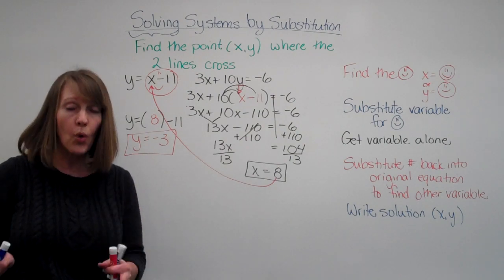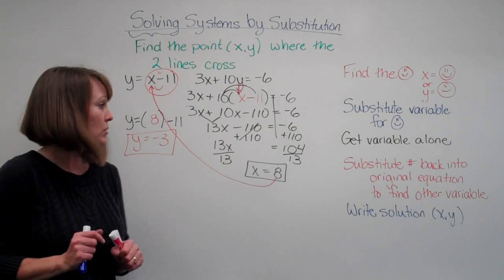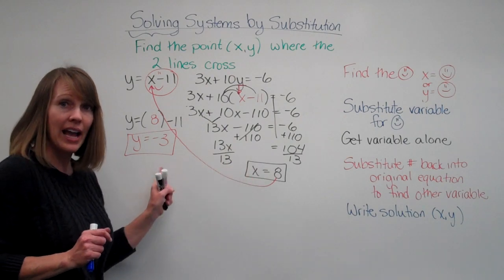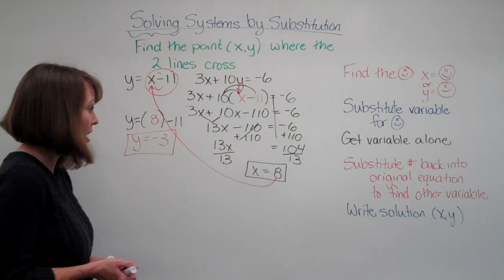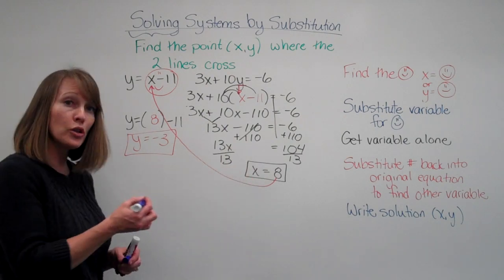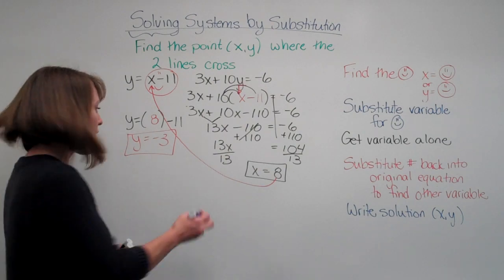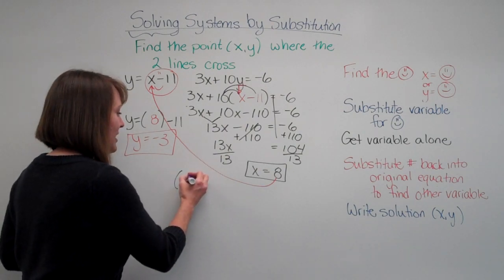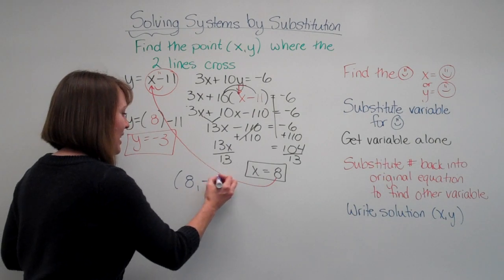Remember, I'm looking for the point where they cross. Well, I have an x and I have a y. If I put them together, I get the ordered pair. So my answer, my solution, the point where these lines cross are x is 8, y is negative 3, and there is my point.